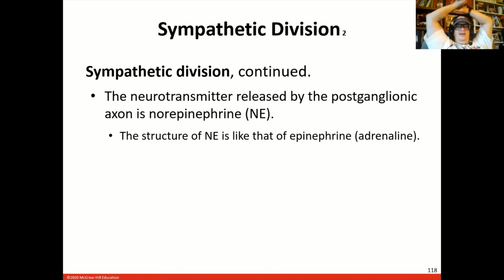Okay, and the postganglionic axon, the second axon, it's releasing norepinephrine. And that's pretty similar to epinephrine, adrenaline. I mistakenly, inaccurately said earlier that norepinephrine is kind of anti-adrenaline. No, it's like adrenaline. So anyway, norepinephrine is like adrenaline. And that's used as a neurotransmitter if we are in sympathetic mode, if we're run-for-our-lives mode.